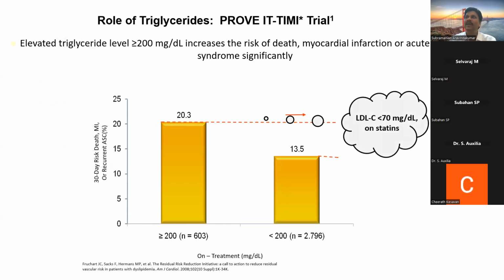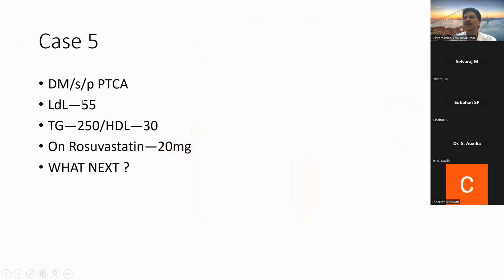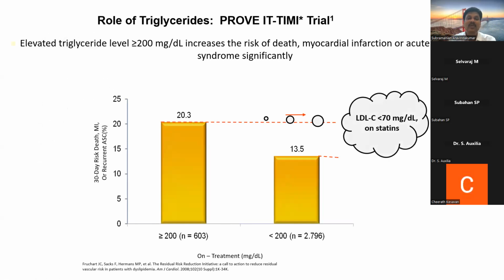See here, now I am recording the triglycerides. I have achieved something. So 55, the numbers are close. Still I want to look into the residual risk. So I am just looking into the residual. With triglycerides more than 200, even in spite of LDL less than 70, if the triglycerides are less than 200, you have 13.5% mortality, whereas it is 20% if the triglycerides are more than 200.